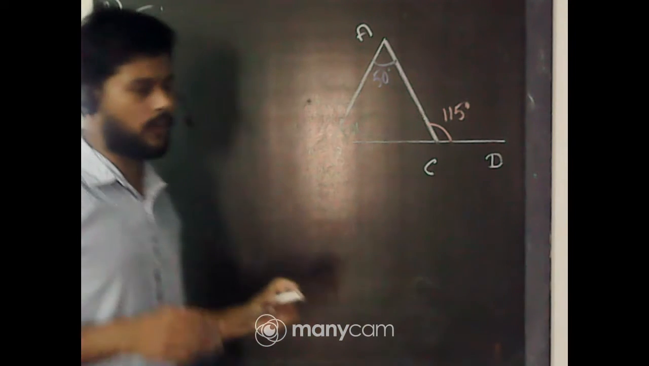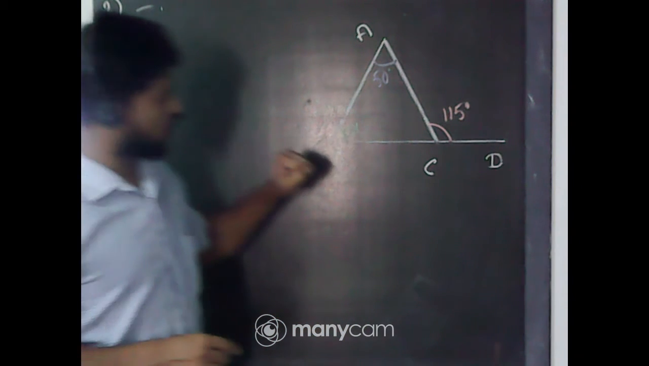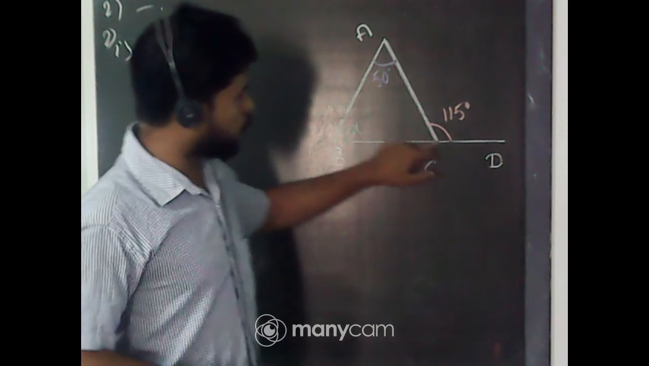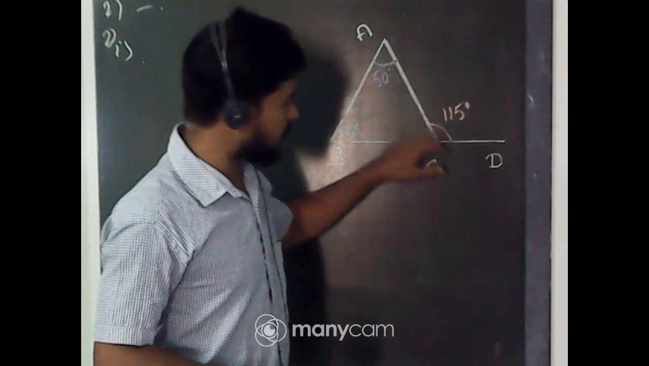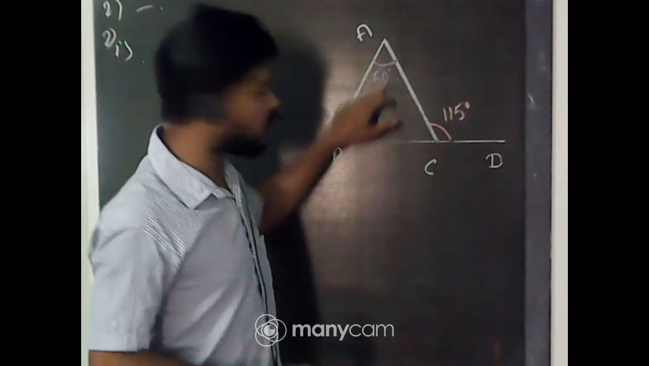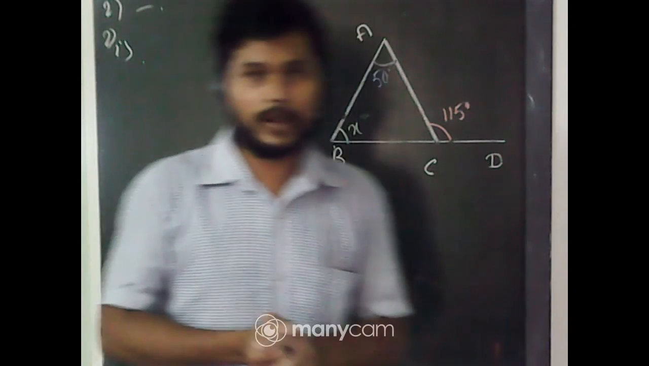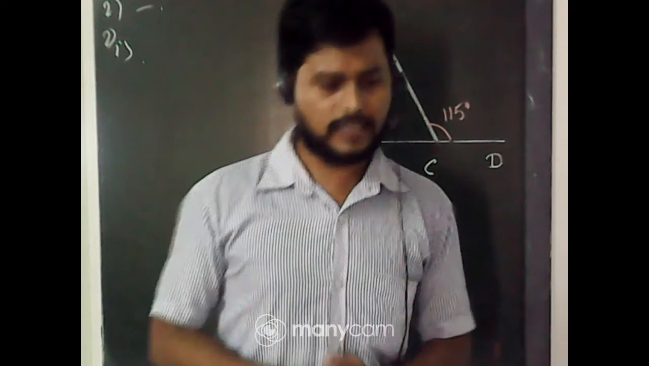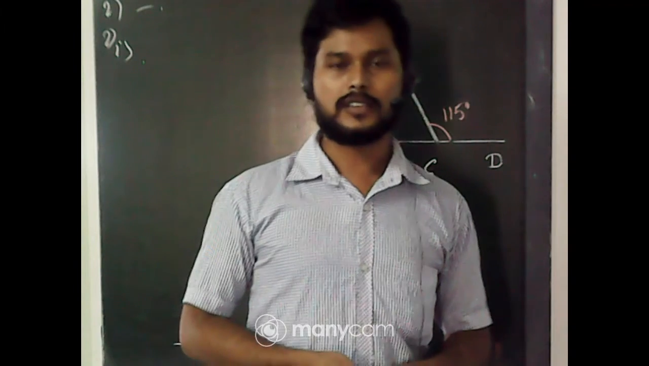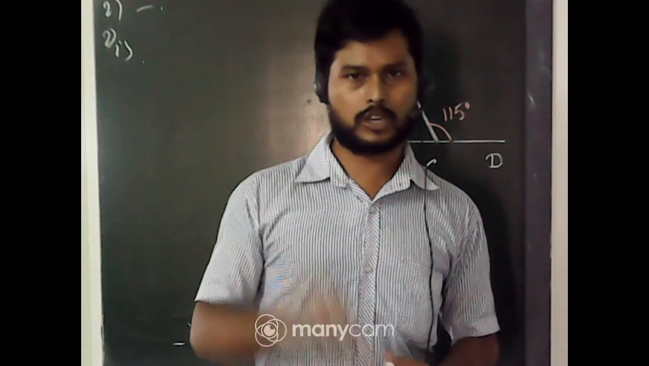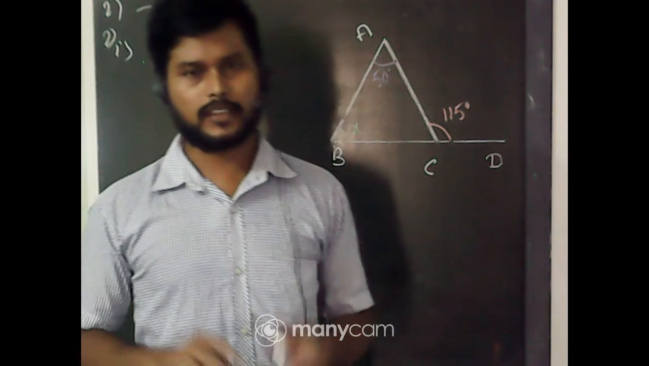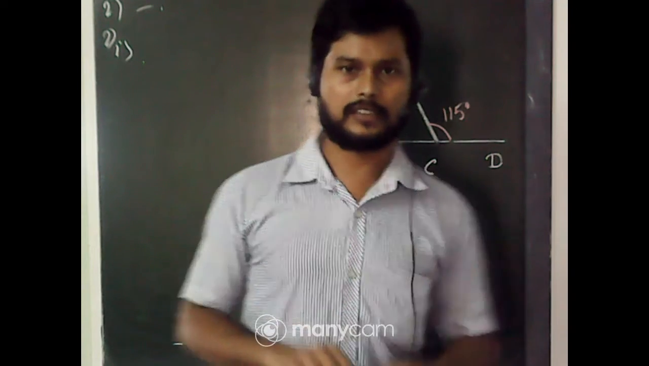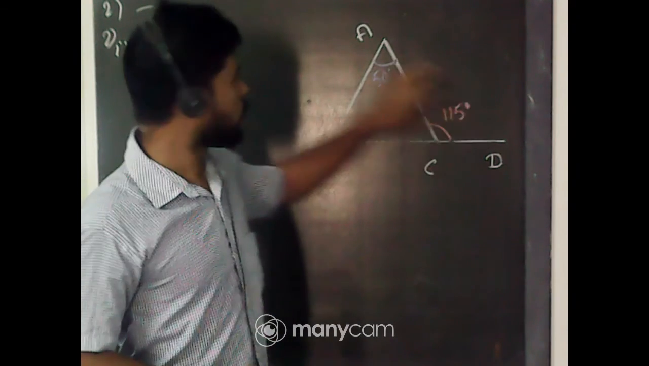Clear? Now how to find out the value of x? Look at the diagram. You can see that one side BC of the triangle ABC is produced to the point D, and this is the exterior angle and this is the opposite interior angle. So we can apply the exterior angle property of the triangle. What is the exterior angle property of a triangle? It says that if you produce one side of a triangle, then the exterior angle will be equal to the sum of the two opposite interior angles.